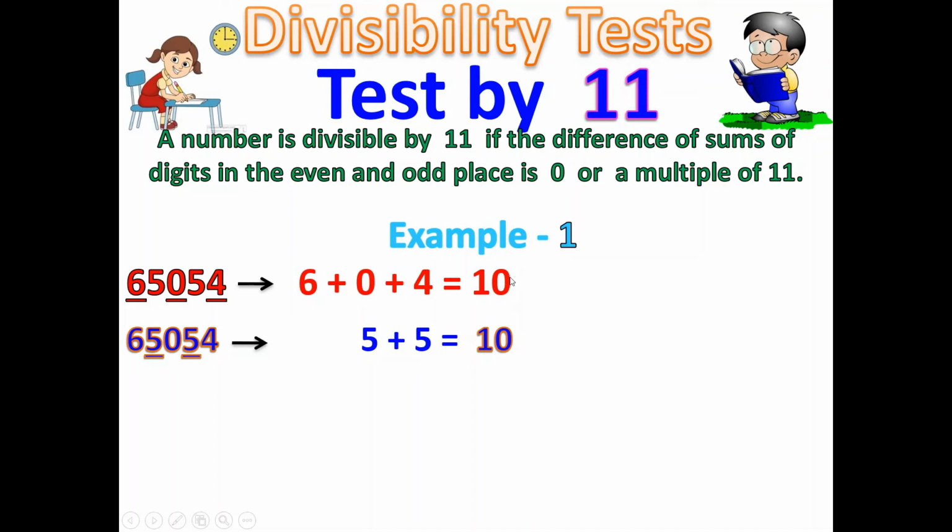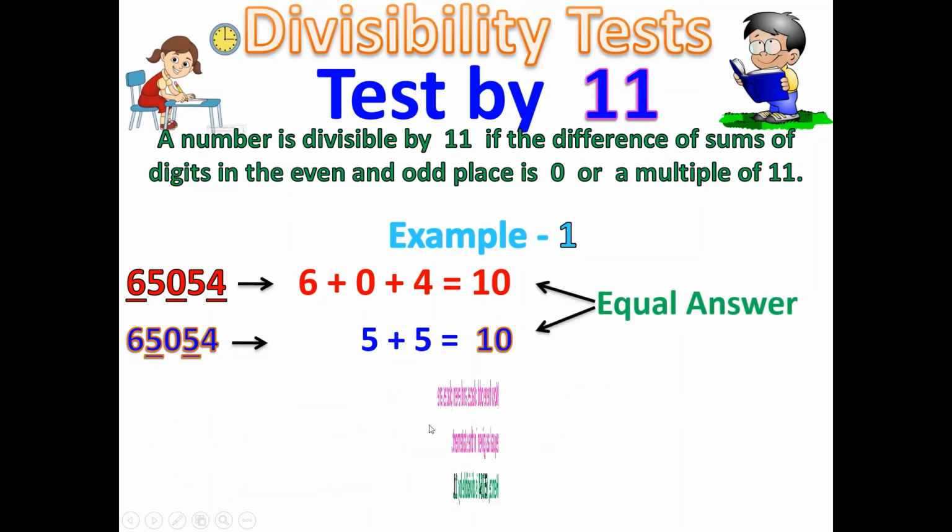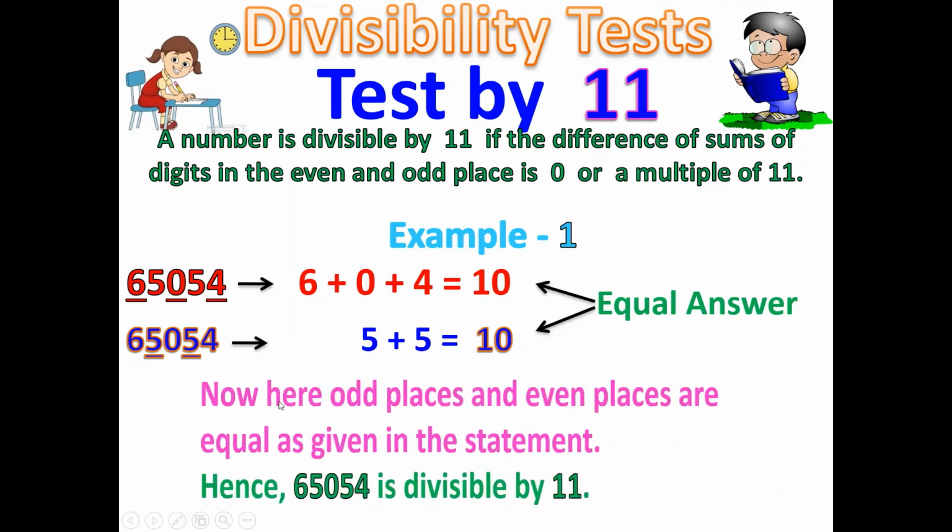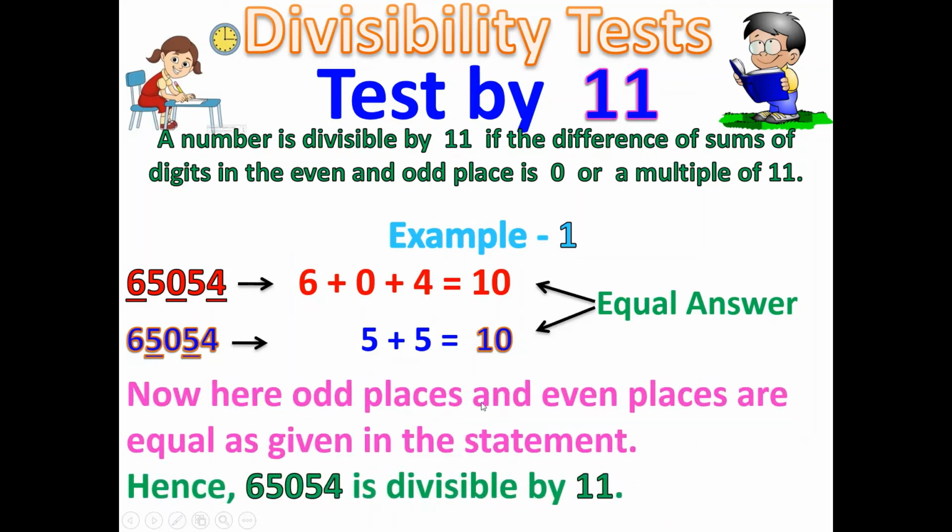Now we get the same answer. Now equal answers. So the odd place and even place sums are equal, as given in the statement. Now even and odd are equal. Hence 65,054 is divisible by 11. How? If the answers come the same, it is divisible by 11.